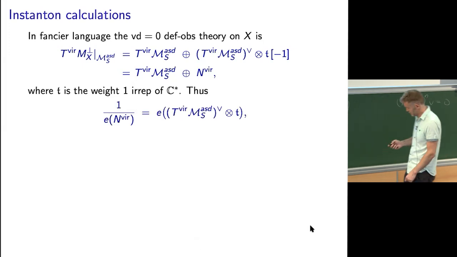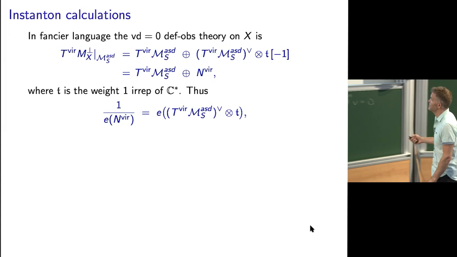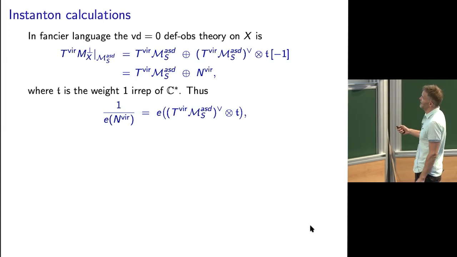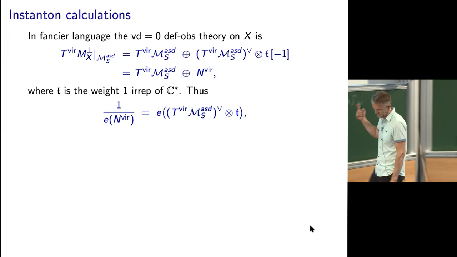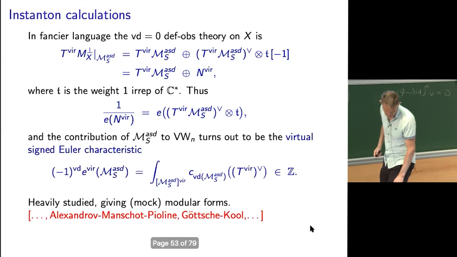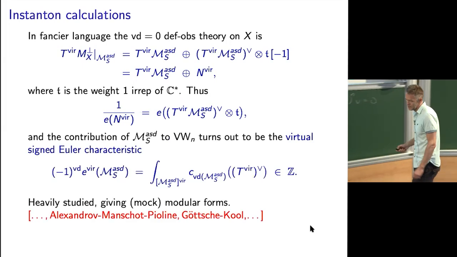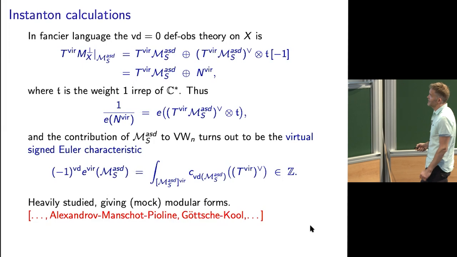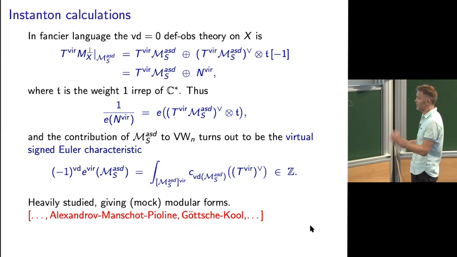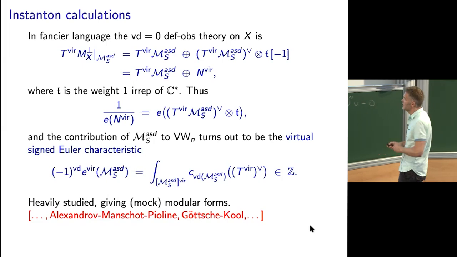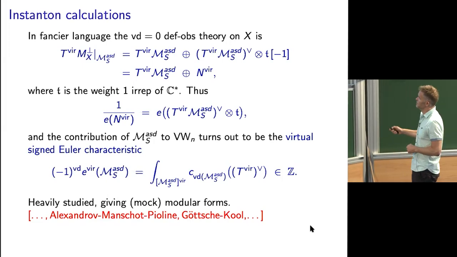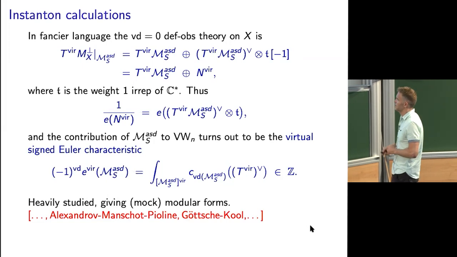Okay, and from that you can use the localization formula to compute the Euler class of this, and you can see it's very close to being just the Euler class of the virtual tangent bundle. Or in fact it's dual. And so what you find is that when you take this definition via localization of the Vafa-Witten invariant, or at least the contribution to the Vafa-Witten invariant from the instanton locus, what you get is this signed virtual Euler characteristic. And I use a different sign from Lota.